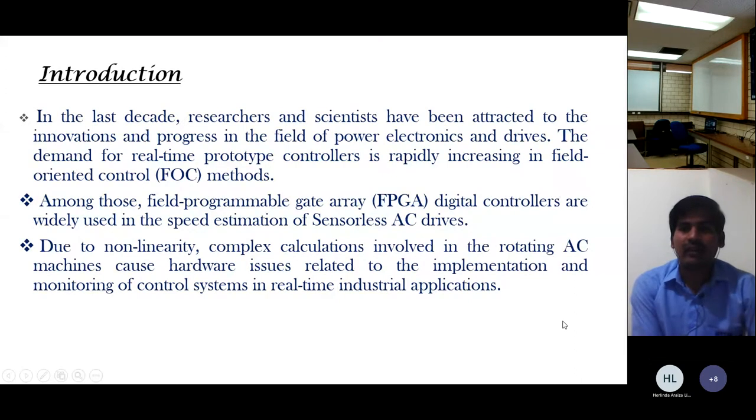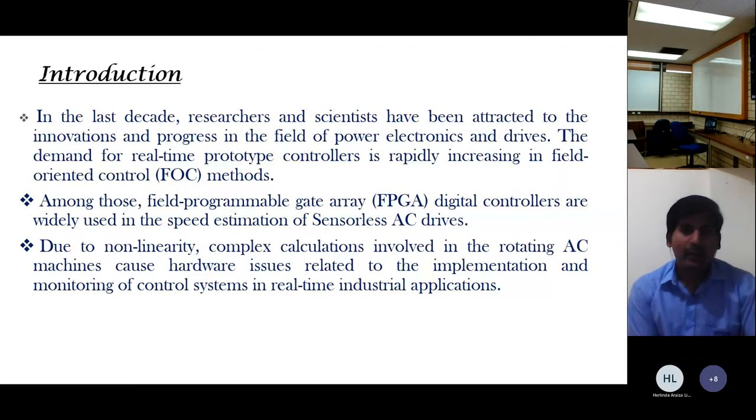From that point of view, FPGA controllers are very helpful in the field of AC drives. My major area is sensorless AC drives. When you are using speed estimation techniques, more difficult control algorithms are needed, and you have to use very advanced control techniques like FOC. FOC involves a lot of equations, and due to that, complexity will definitely increase. To avoid the complexity, we should propose some controllers and use advanced controllers.